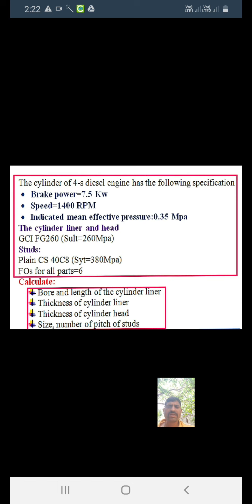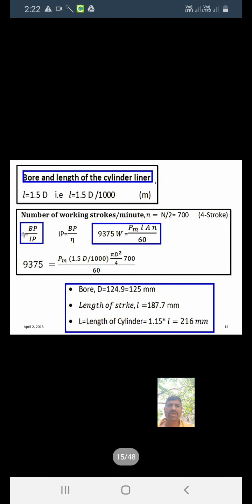Second, the thickness of the cylinder liner. Third, the thickness of the cylinder head. Then the size and number of pitch of stud. This is what we want to calculate. This type of question will be asked for 10 to 12 marks. And how do we calculate the bore and length of the liner? Yesterday we saw the formula for the bore and length of the cylinder liner.